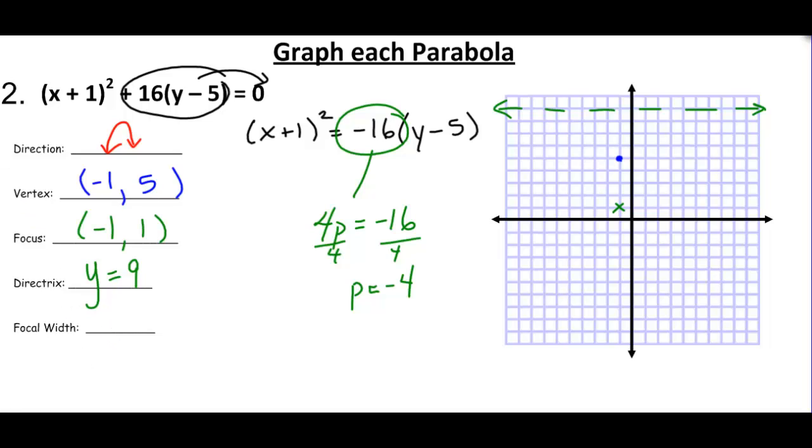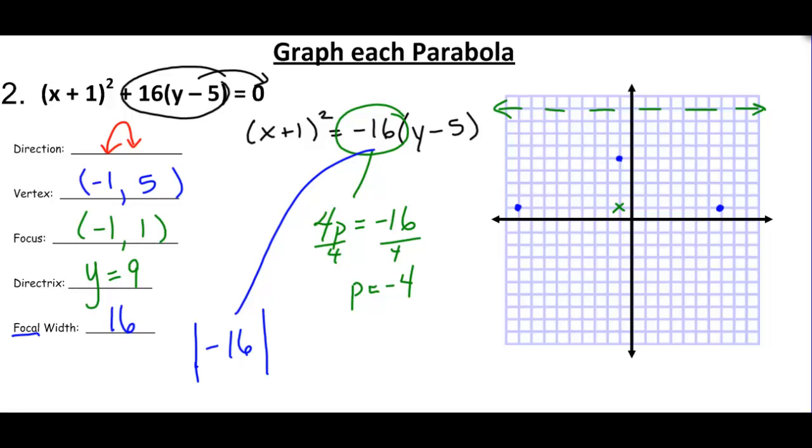And then my last thing is I need to figure out how wide this is going to be. Well, remember, the width is just the absolute value of this number in front of my parentheses. Well, the absolute value of -16 is +16. So again, remember, this is focal width. So I'm going to go to the focus, and again, this is why I use an X to help me know which one the focus is. It's going to be 16 wide here. Well, since it's symmetric to the axis of symmetry, I'm going to go 8 to the right. So 1, 2, 3, 4, 5, 6, 7, 8. And then 8 to the left. Okay, make sure you just go the same distance on both sides.